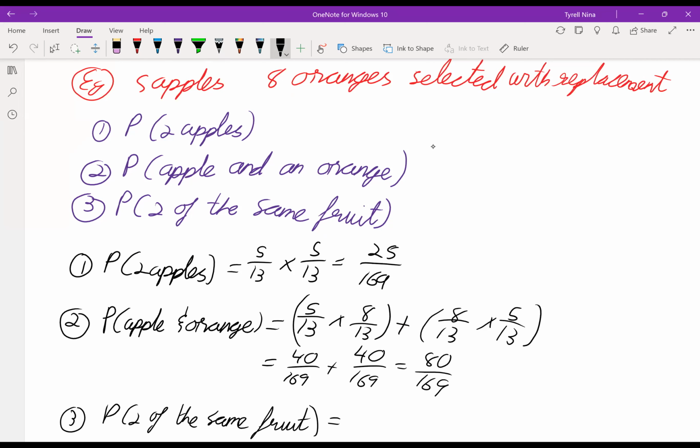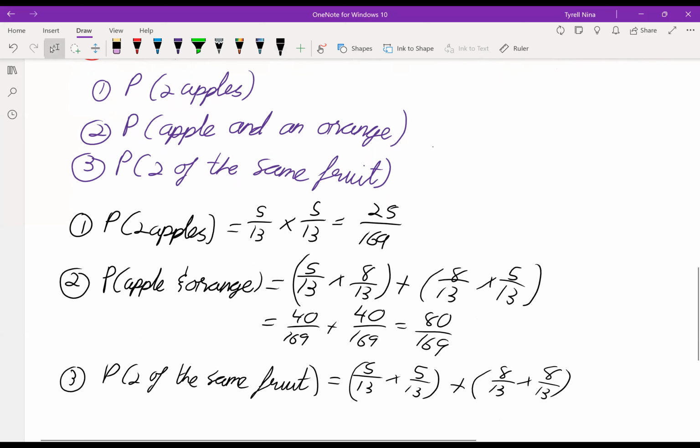I need 2 apples, so an apple and an apple, or I could have an orange and an orange. So you're getting it. In your head, you read out the scenario like that. 25 over 169 plus 64 over 169, which is 89 over 169.